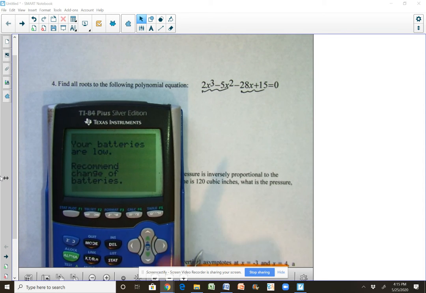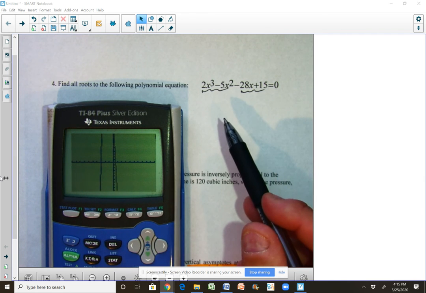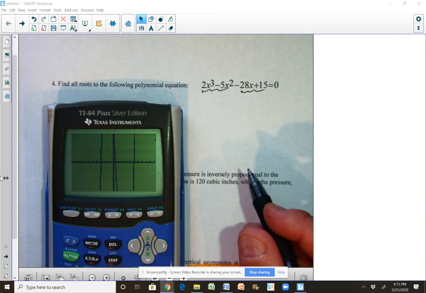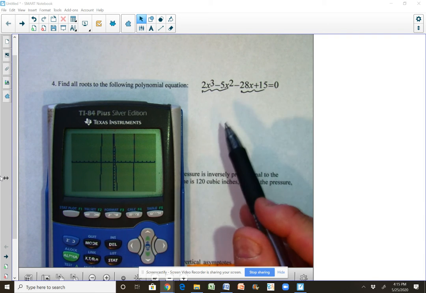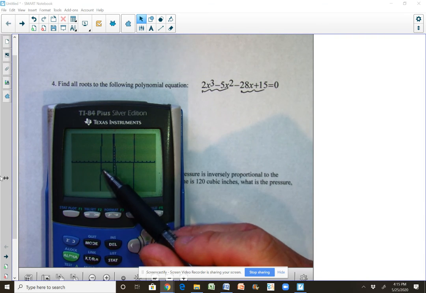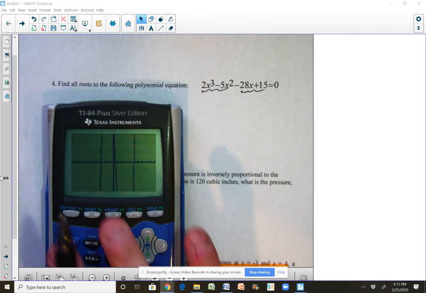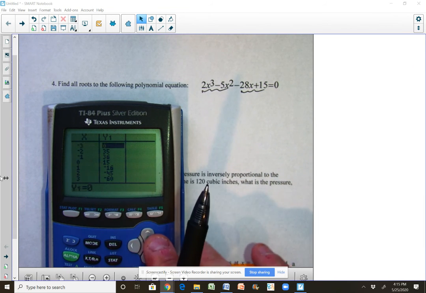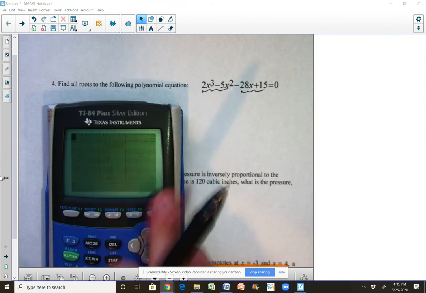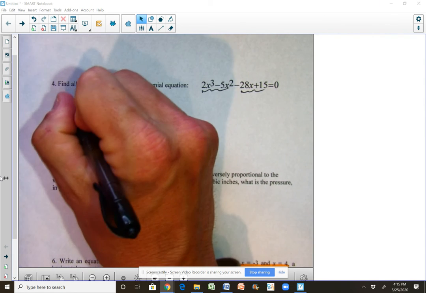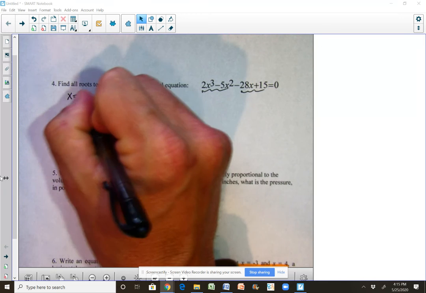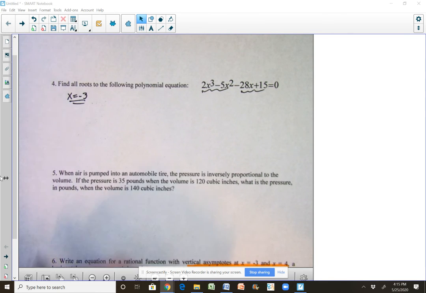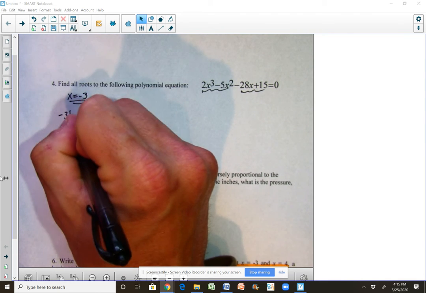You might remember from about a week or two ago, I have the equation in there. I'm going to hit zoom standard. So you're going to see a picture of the graph. What I'm looking for is I'm trying to identify an integer root that I can use to synthetically divide. So I see here that -3 is an x-intercept. So if I go to the table of values, there's an x-intercept at -3. So what I'm going to do is use the fact that I know x equals -3 is one of the roots, and I'm going to synthetically divide that out.